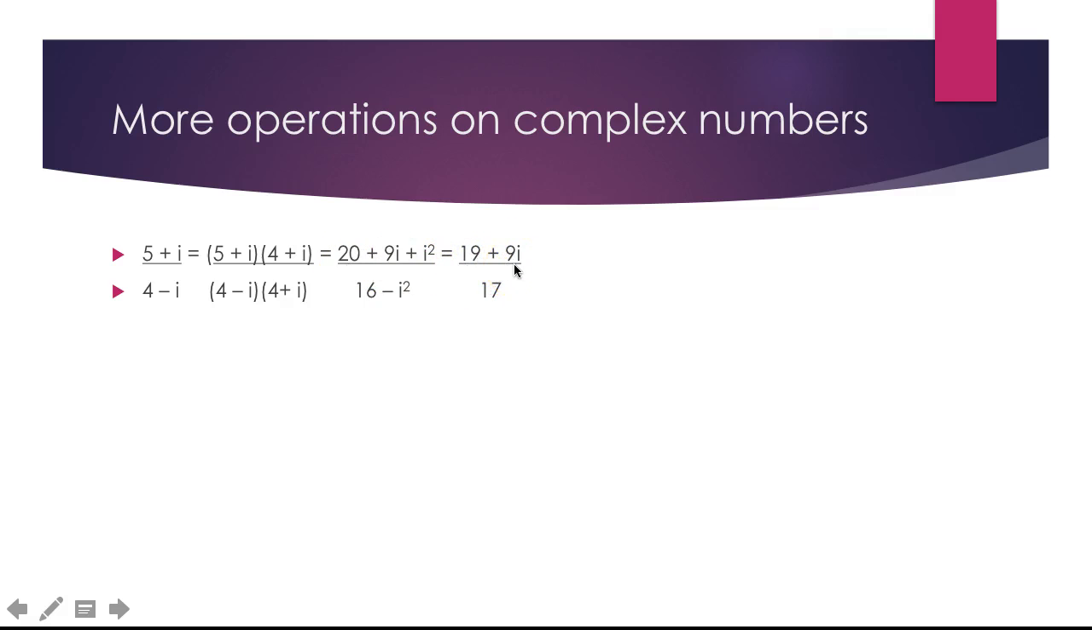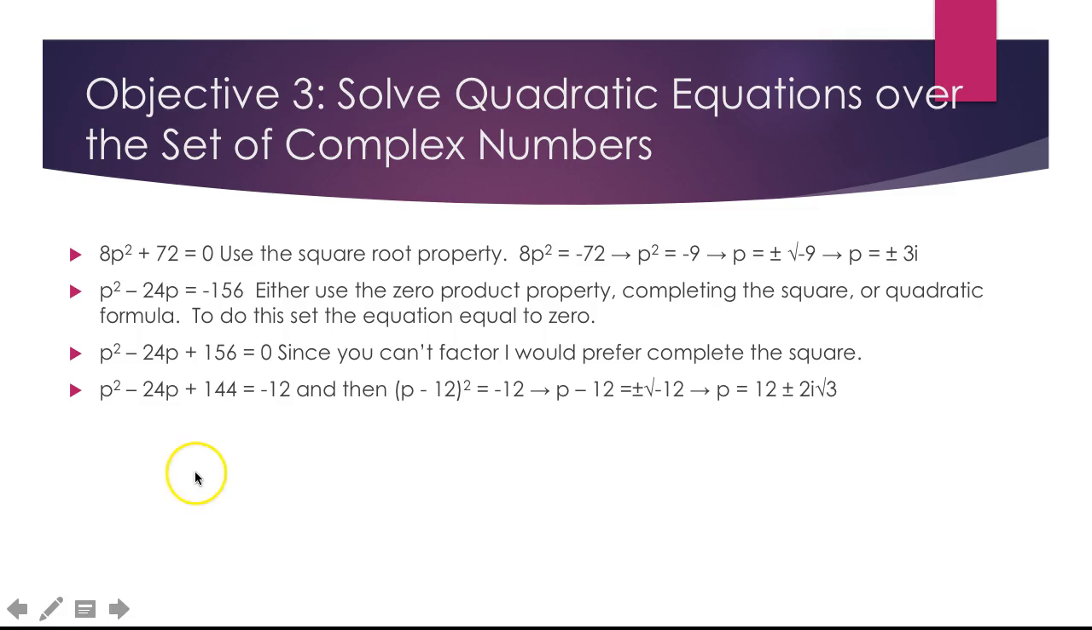I squared is negative 1, so you add negative 1 to 20, and that's where the 19 plus 9i comes from. Remember, in the denominator, you do the multiplication, but you don't have to do the whole FOIL. It's just 4 times 4, which is 16, and negative i times i, which is negative i squared, which makes that a positive 1, added to 16 gives you the 17.